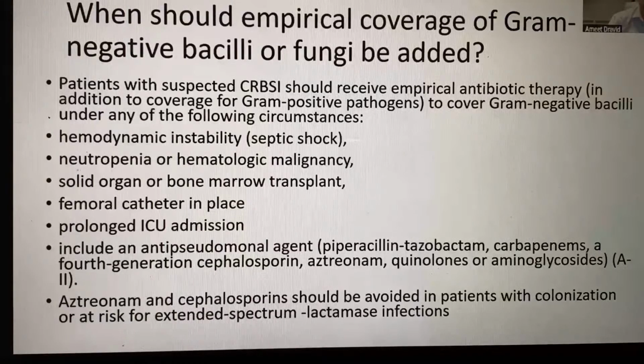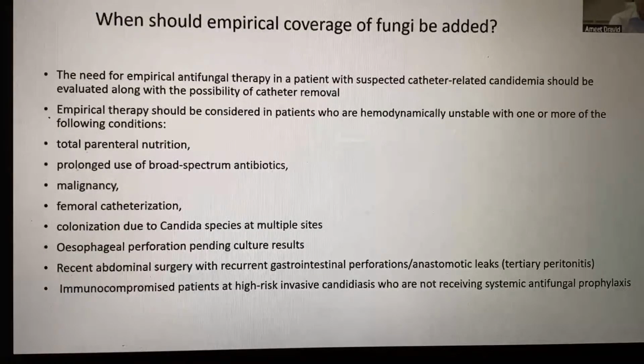Which are the agents which we can use? Normally, it is recommended that we use piperacillin tazobactam or carbapenems or fourth generation cephalosporins like cefepime. Again, the hospital antibiotic policy and which bugs are growing in CRBSI in the particular hospital is more important. In our hospital, we use piperacillin tazobactam plus vancomycin as empiric coverage for suspected CRBSI because of gram-positive and gram-negative infections.